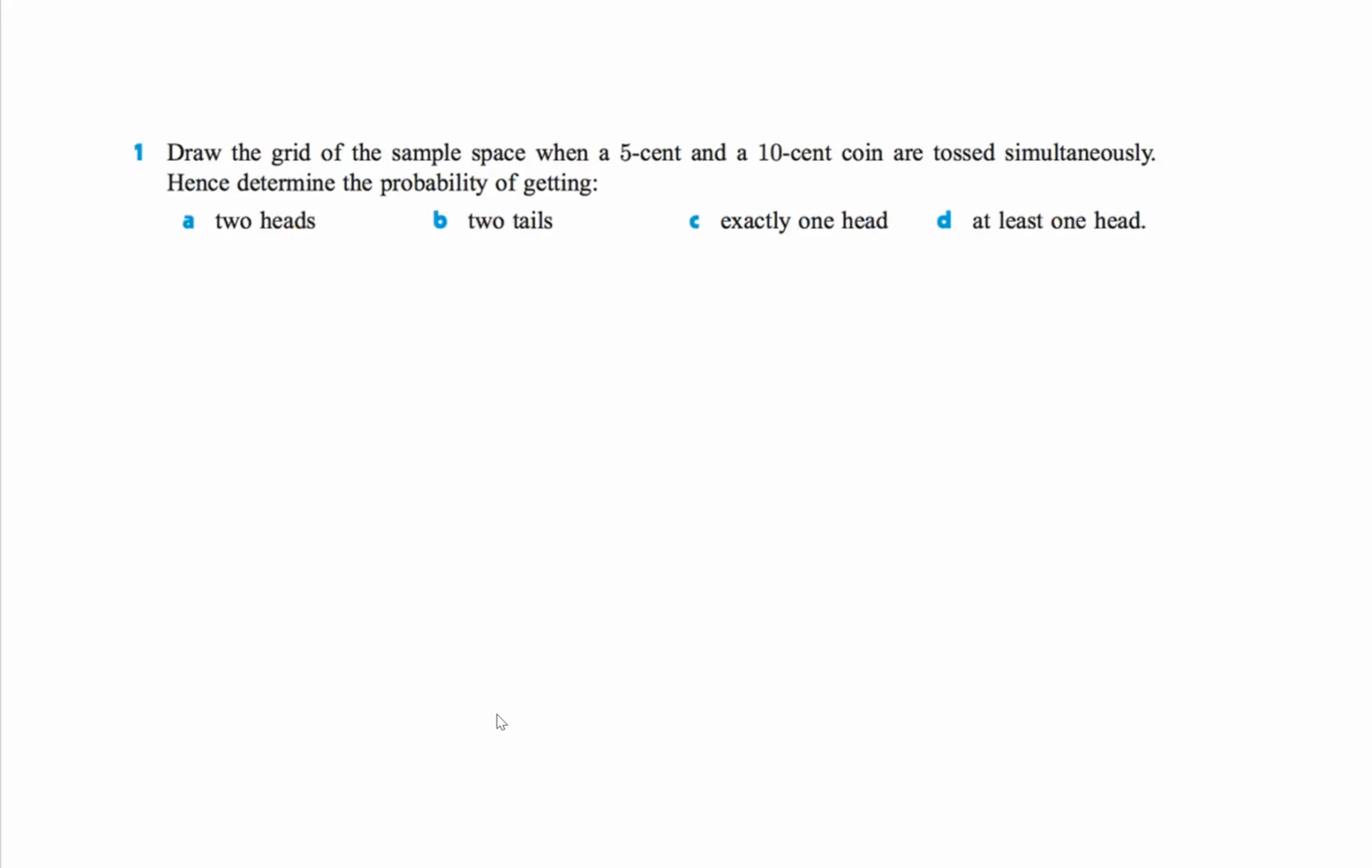Now let's go big time and make our own grid. That's right. We got there. Draw a grid of the sample space when the 5 cent and 10 cent coins are tossed simultaneously, hence decide the probability of getting each of these. It doesn't matter which one. Let's make this the dime, and this the nickel.